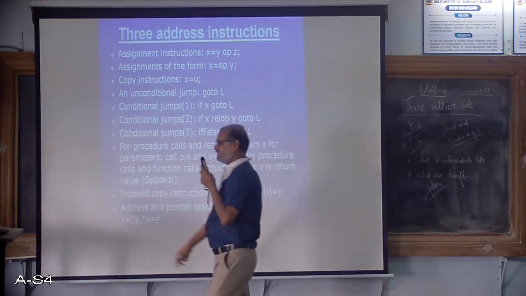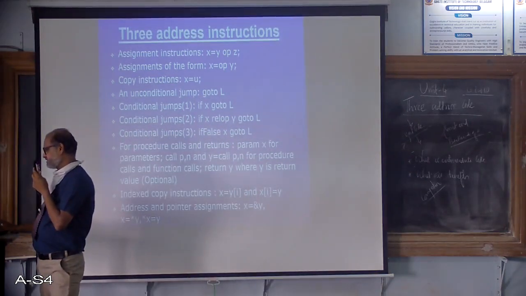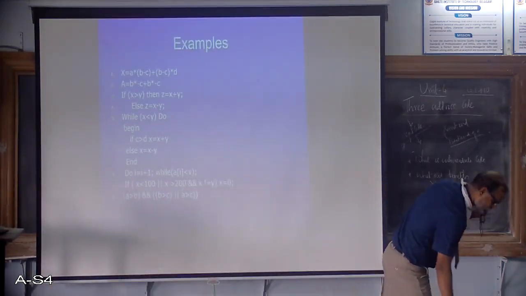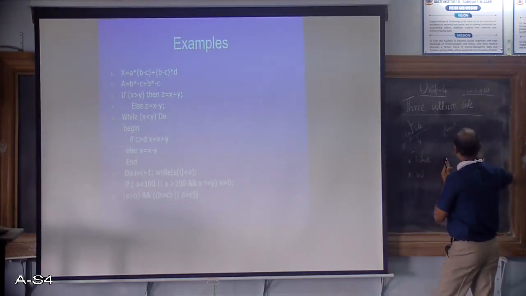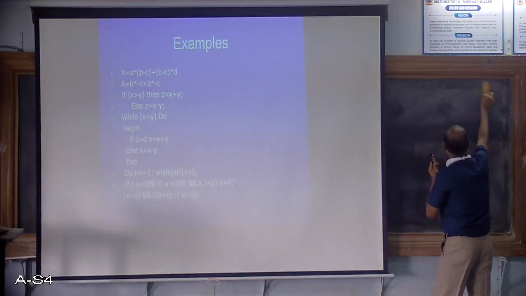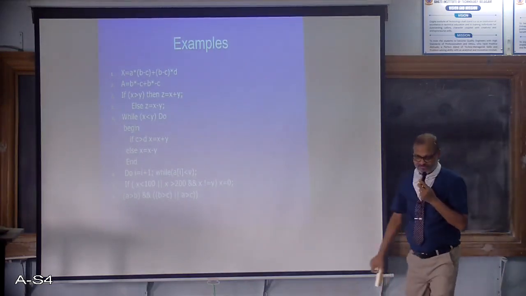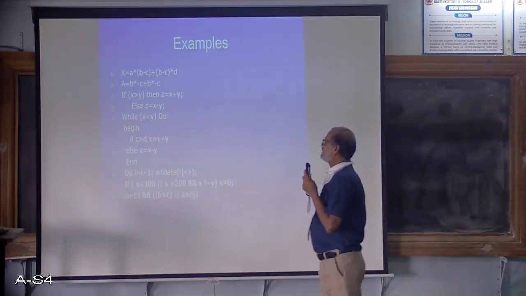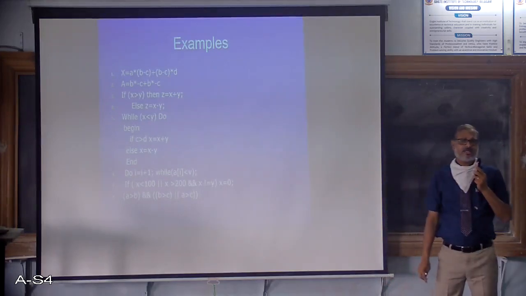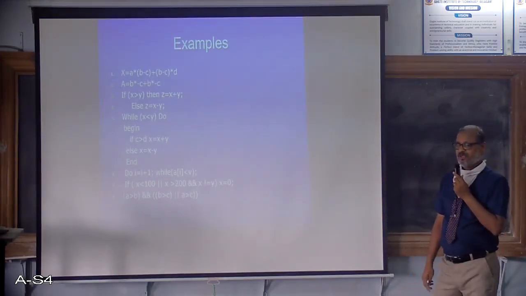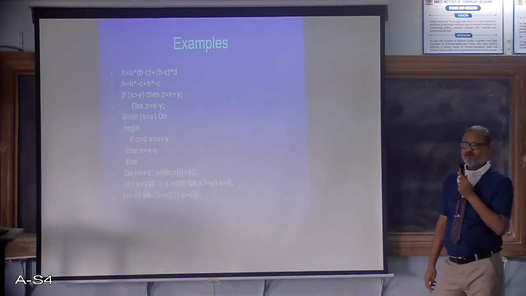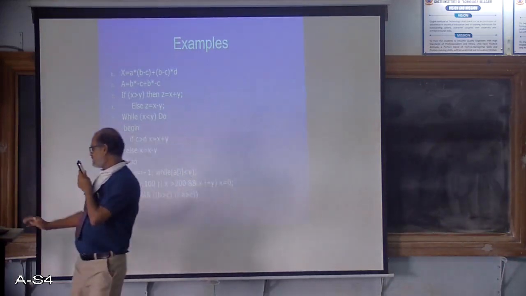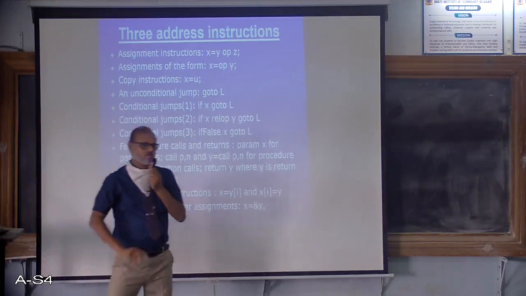Now let me discuss a few examples of a source program and what is the equivalent three address code that is generated. Take the first example: x equal to a into b minus c plus b minus c into d. This is an arithmetic assignment expression. The intermediate code for this source statement is a sequence of three address codes, and these are the possible three address codes that could be generated.